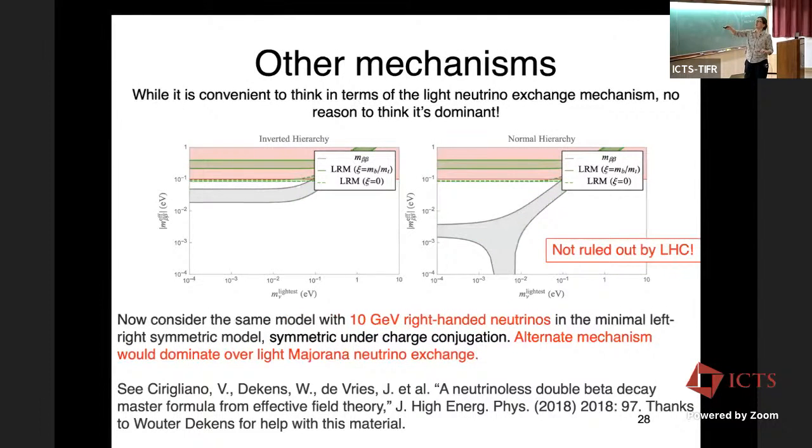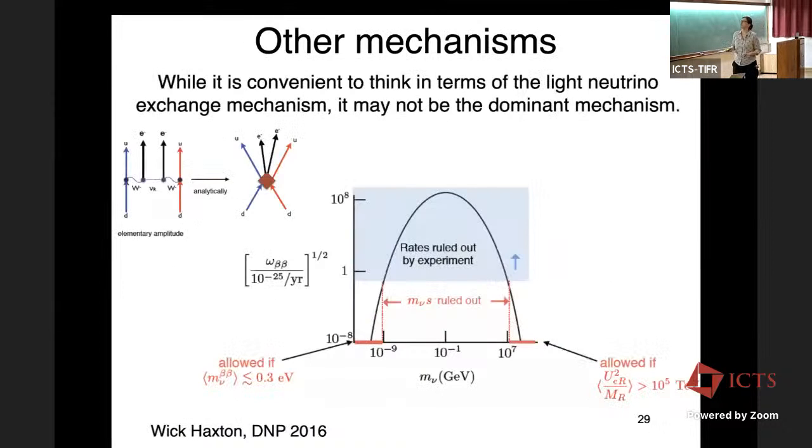And once we pop in a 10 GeV right-handed neutrino, again, not ruled out by the LHC, at least not in 2018, this becomes dominant. So we have this phase space up here now. And that is very much in the testable region for neutrinoless double beta decay experiments. So very complementary to other techniques.